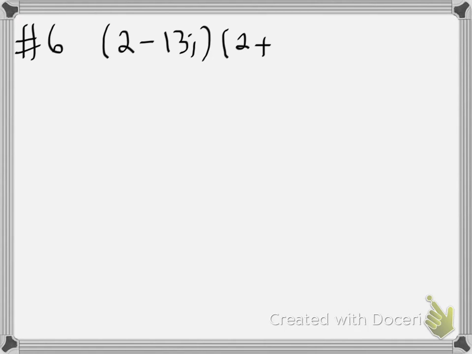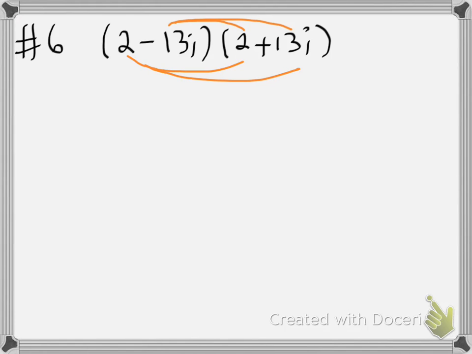Okay, number 6 in the imaginary complex numbers section was 2 minus 13i times 2 plus 13i. Now you're welcome to go ahead and do your FOIL and then go.